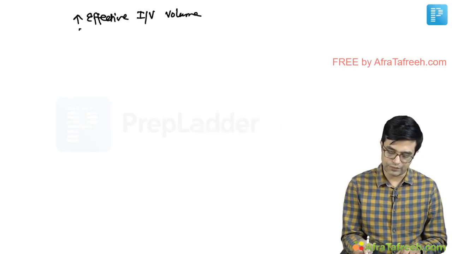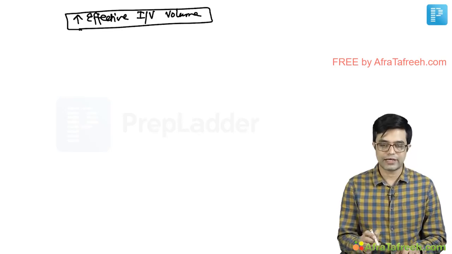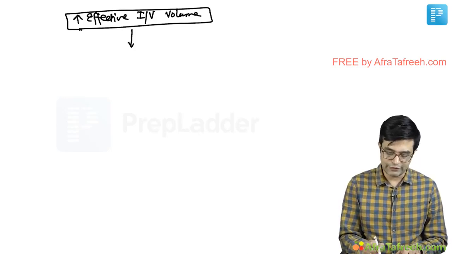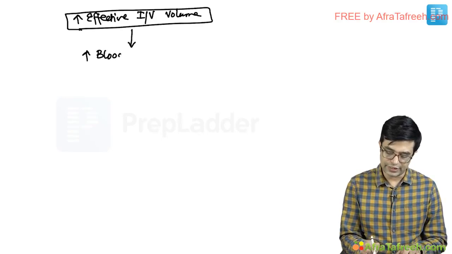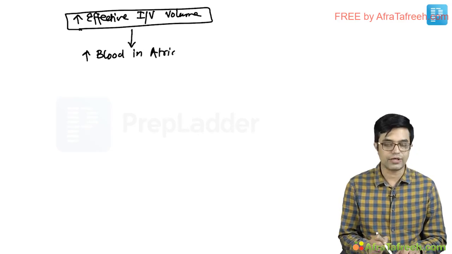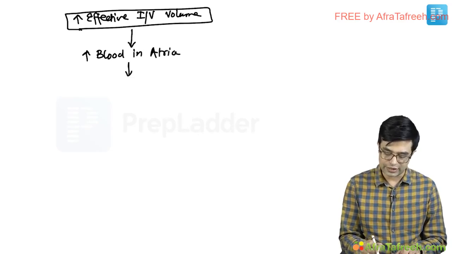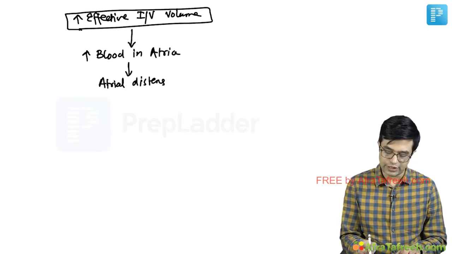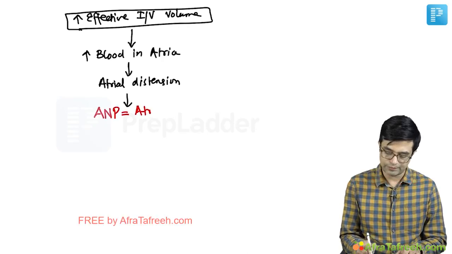So what will happen now? If there is increase in the effective intravascular volume, more blood will be reaching the right atrium. It will be reaching the atria, right as well as left atria. It will cause atrial distension. And atrial distension will lead to the release of peptides called ANP, atrial natriuretic peptide.